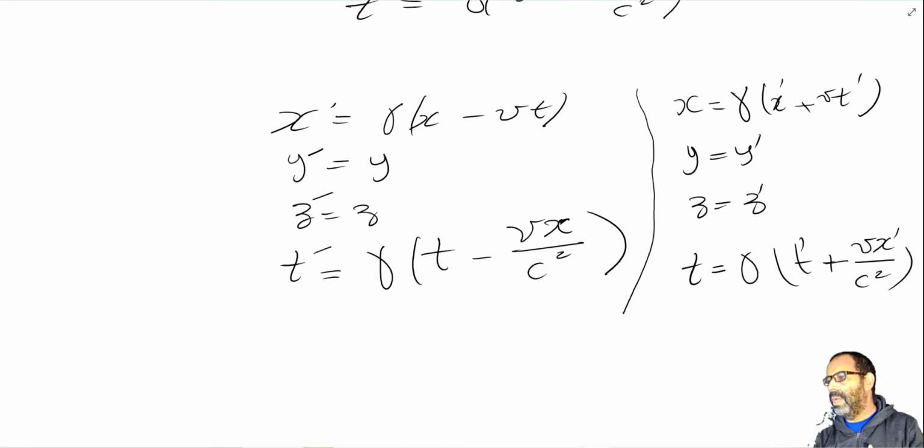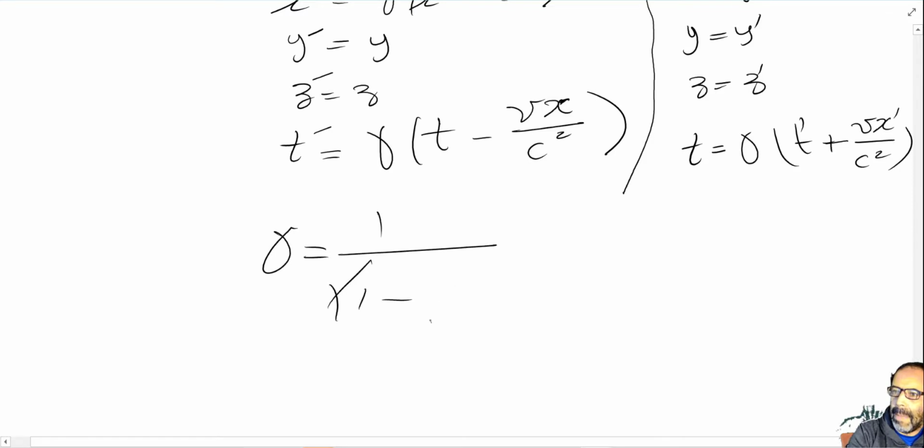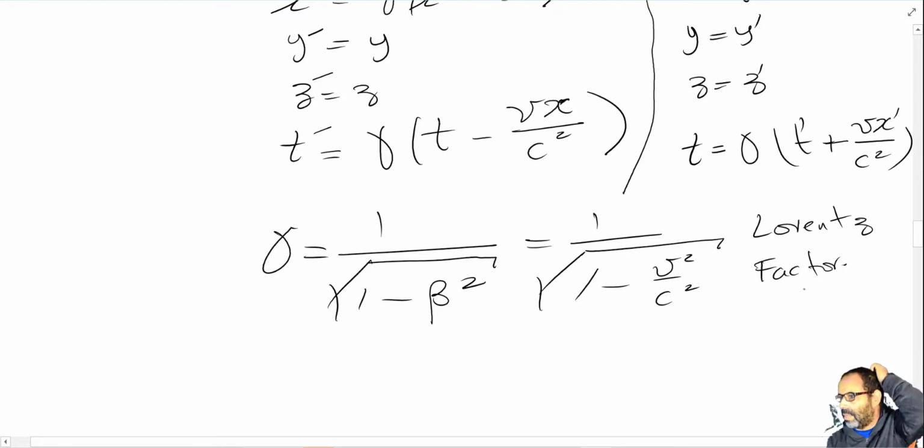Where gamma, as I said, is a tinkering factor. This is the factor that you play with to make this thing happen. Gamma is equal to 1 over the square root of 1 minus beta squared, or 1 minus v squared over c squared. This whole set of transformations has a name. They're called Lorentz transformations, and this is the Lorentz factor. So that's basically how these things work.